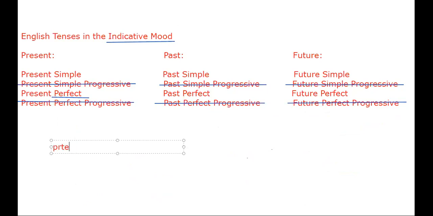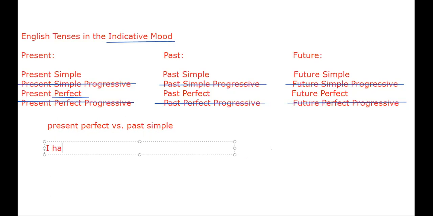So present perfect versus past simple. Everyone wants to know what the difference is. It's better I just show you examples. So here's an example where both could work, right? So I have just seen the film. That's our example from before. Versus I just saw the film. So in this case, both could work.